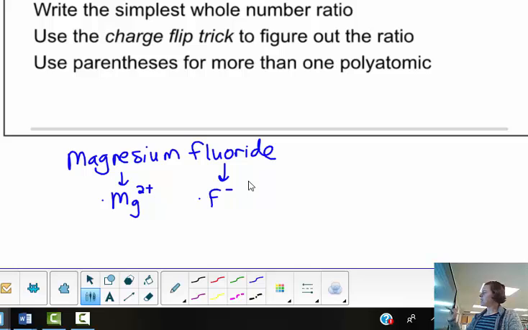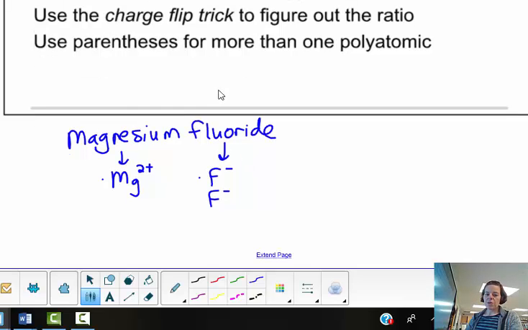You have a +2 and you need to cancel out a -1. So you need another one of these -1s to cancel out your +2. So when you put those two together, you have 2 fluorines and 1 magnesium. So your formula is going to be MgF2. 2 of those fluorines and 1 magnesium. 2 pluses and 2 minuses gives you an overall 0 charge.